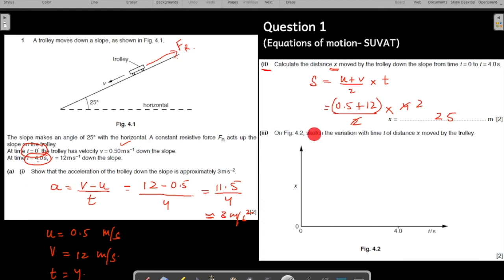Second part: sketch the variation with the time t of the displacement x moved by the trolley. At time t equal to 4, how much is the displacement? 25. At least this much you know. Let us mark 25 anywhere. At time t equal to 4, the displacement is 25. At least this point you know. 4, 25. Right? So what is happening here?